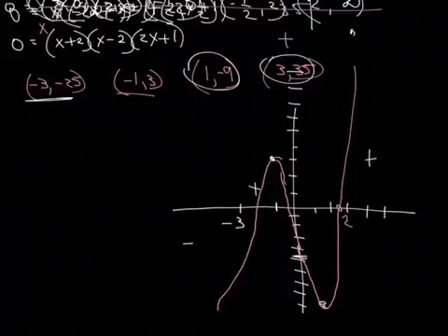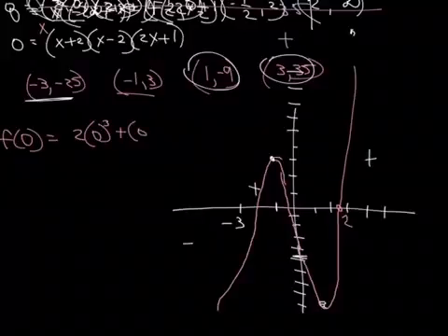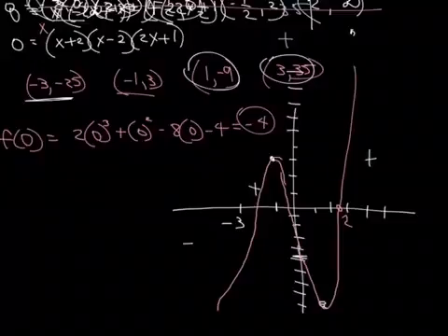But let's go ahead and look at the y-intercept. Y-intercept means, remember, we put 0 in for our x. So when we put 0 in for our x, we get 2 times 0 cubed plus 0 squared minus 8 times 0 minus 4 equals negative 4. So that is my y-intercept, and that's where it crosses, right there at negative 4.